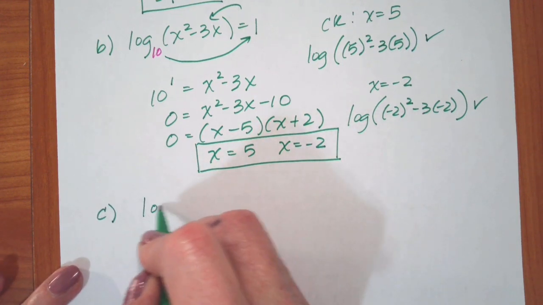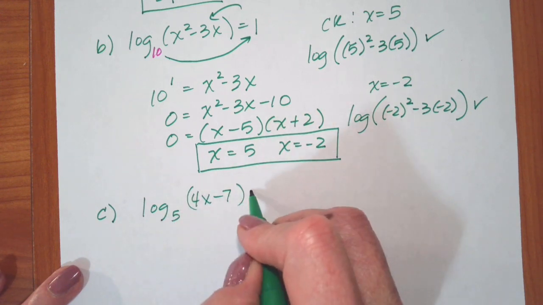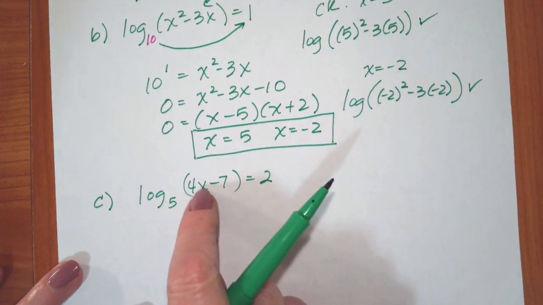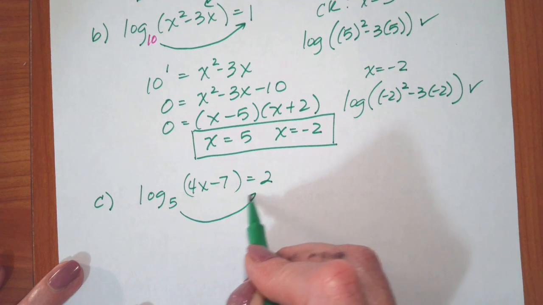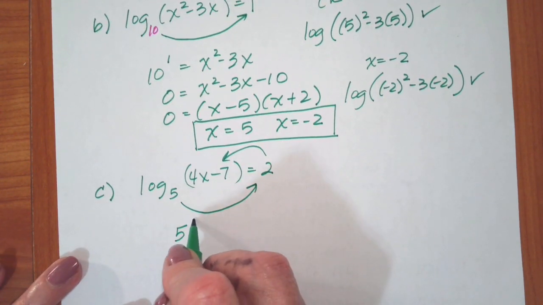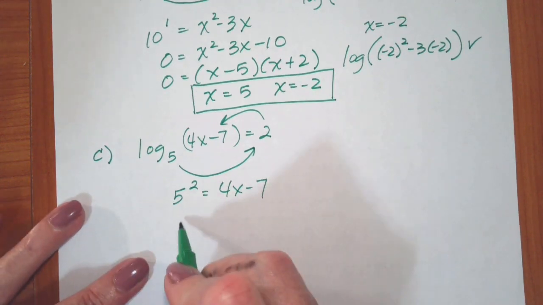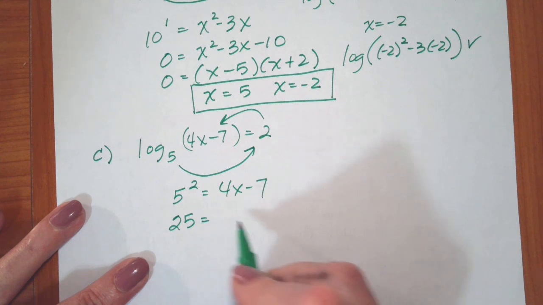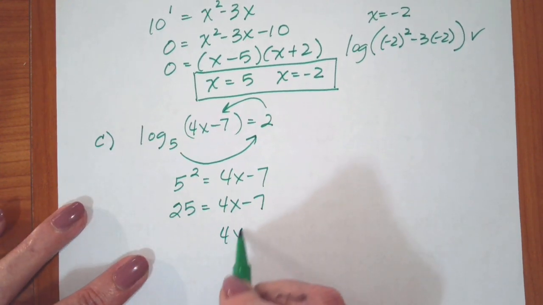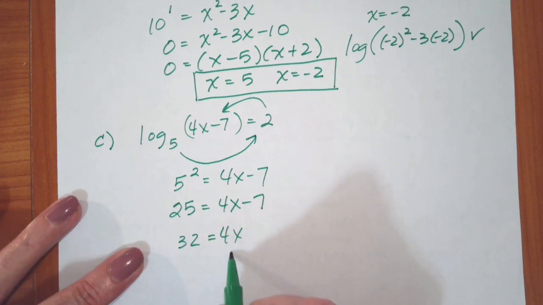Okay, and we have log base 5 of 4x minus 7 is equal to 2. Again, there's only one logarithm, so the only way to get this out of the argument is using the definition of log. So this means 5 to the second is equal to 4x minus 7. So 25 is 4x minus 7. Add 7, I get 4x equals 32. So x is 8.